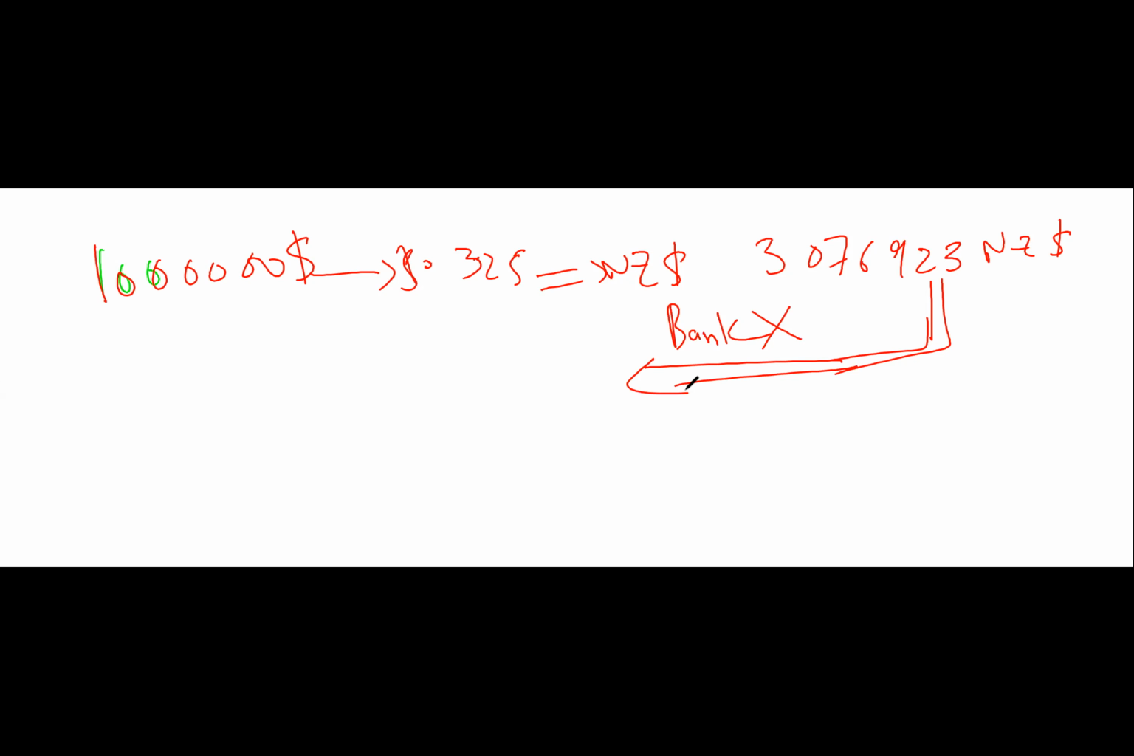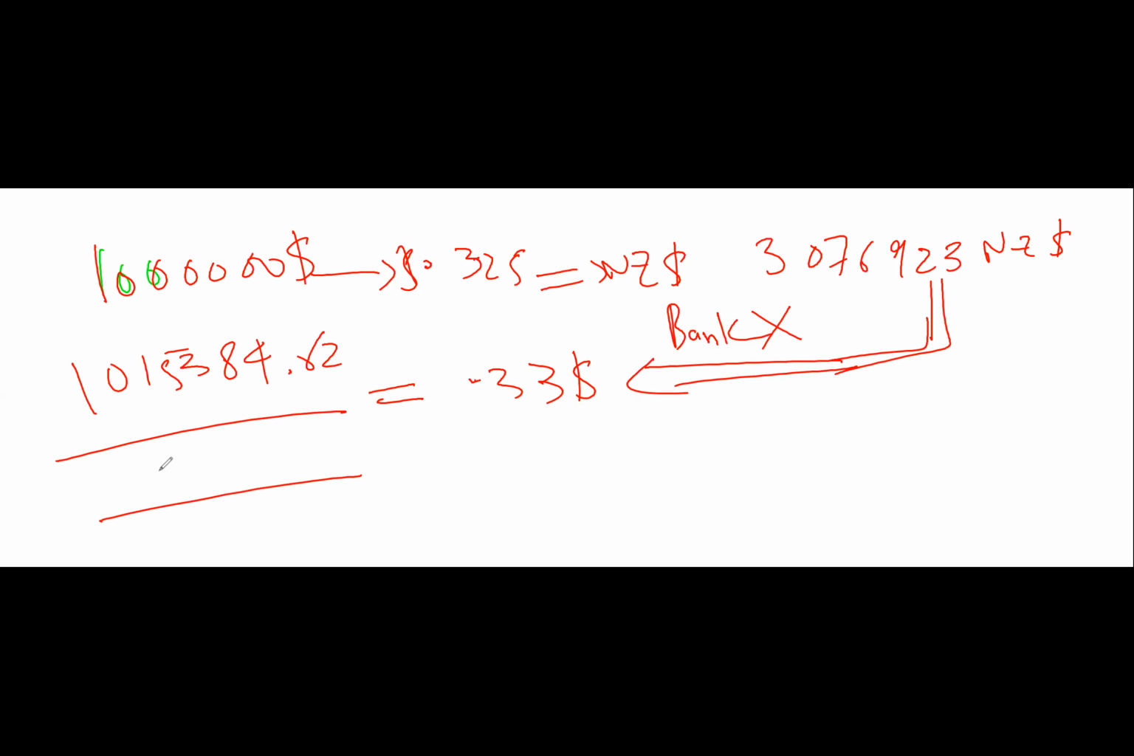You go to bank X and say, look, I want to sell my New Zealand dollars to you. What rate are you going to give me? You are going to give me a 0.33 rate. That is the bid rate. So when you convert back, that would be multiplying by 0.33. The answer would be 1015384.62. When you round off, how much did you get? The difference is 8.5.